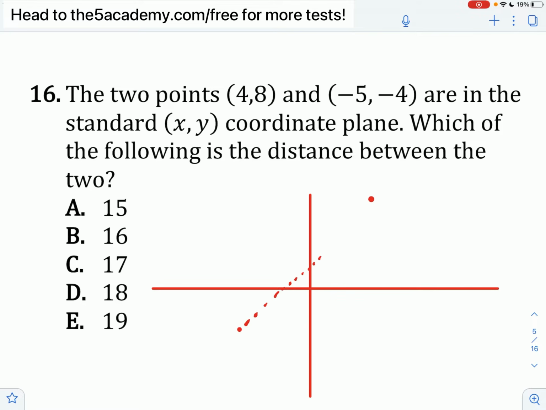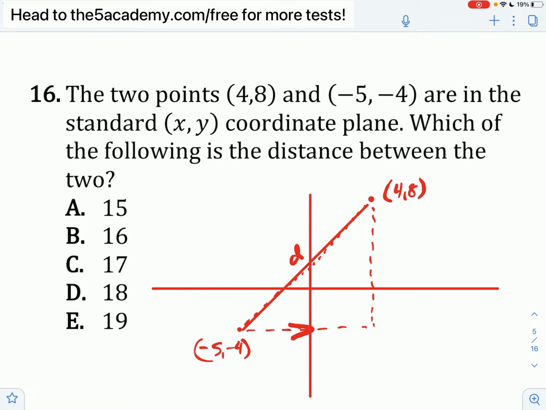Then we have this distance that we're trying to find. Let's label that D. Now, the key is, I'm going to turn this into a triangle. Let's make this a solid line because we're looking for that. Obviously this is a right triangle. If I can find this dimension and this dimension, I can find the distance, just with the Pythagorean theorem, right? So what's this dimension? Well, really what I'm doing is going from (-5, -4) to (4, 8).